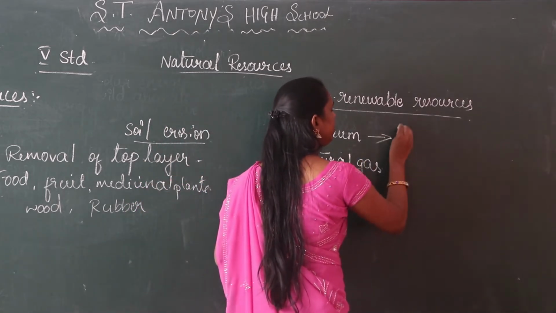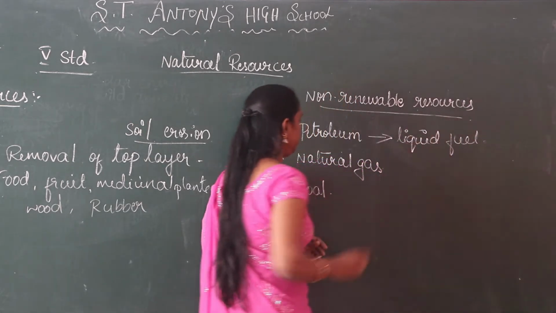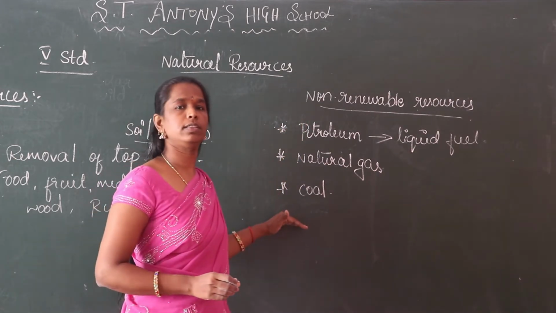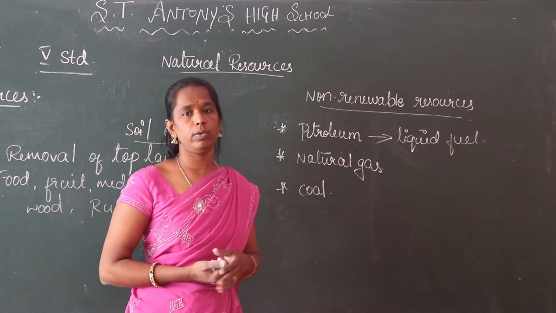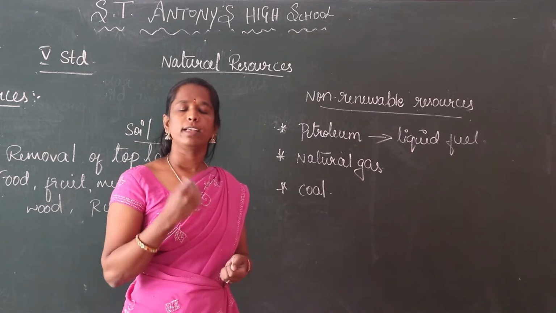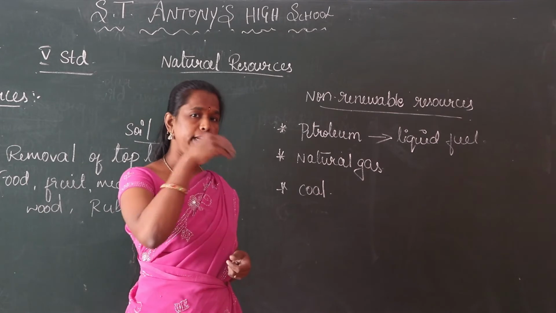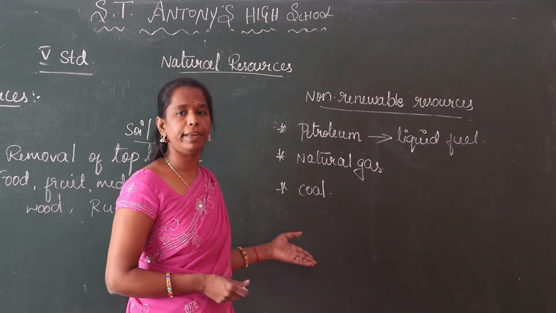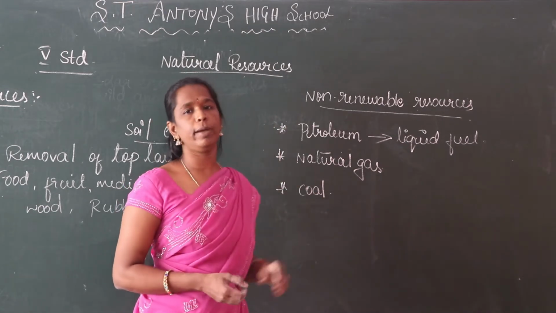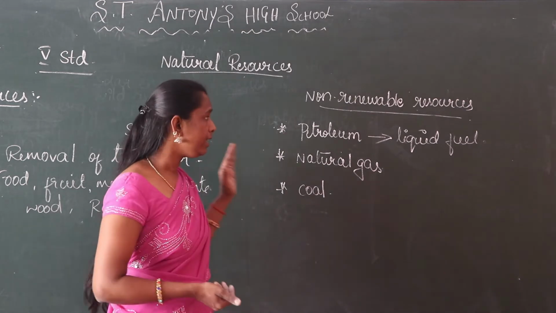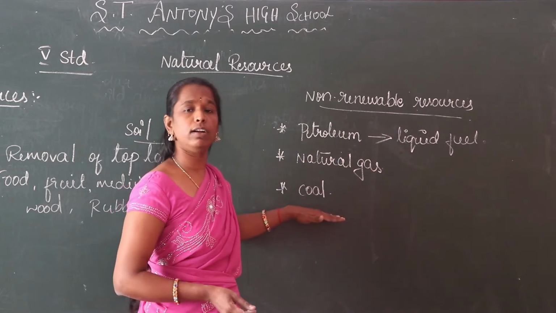Petroleum is a liquid fuel. So these non-renewable resources are obtained from the earth's crust. See children, millions of years ago, some plants and some animals were buried under the earth's crust. Due to the high temperature, the plants, animals and other waste products are converted into petroleum products. Okay children, the liquid fuels are considered petroleum, and the solid one is considered coal.